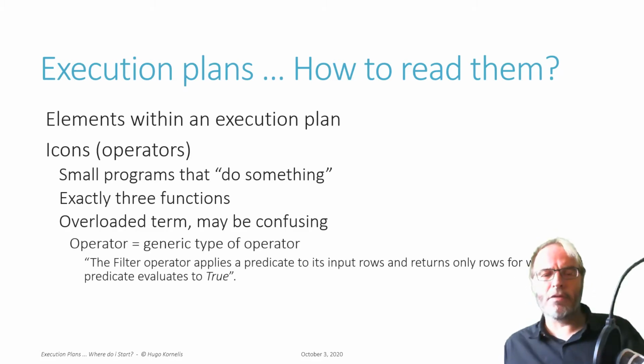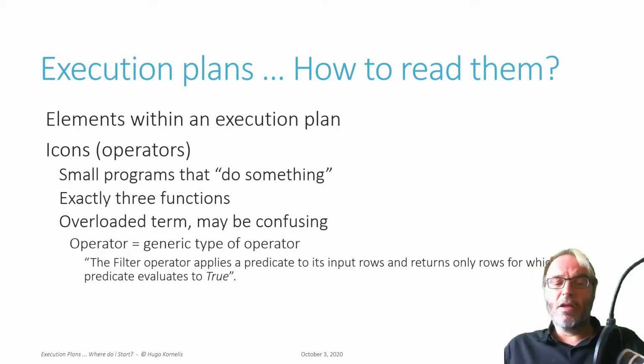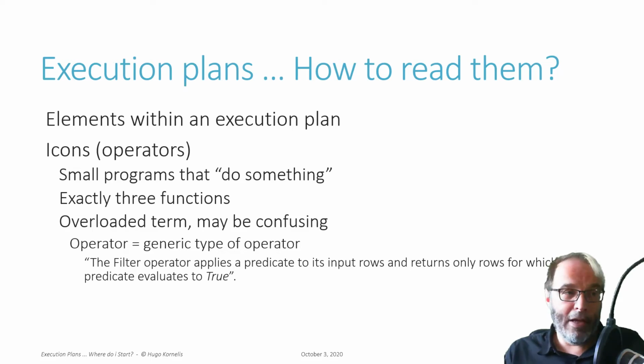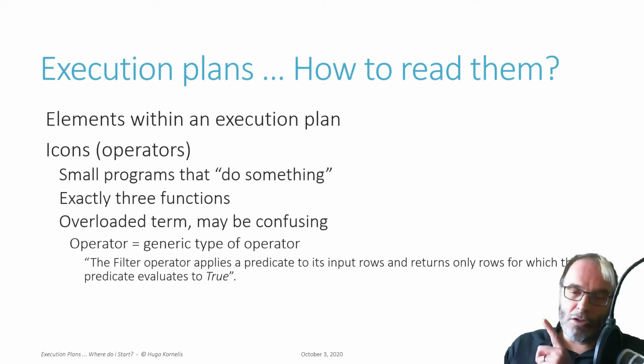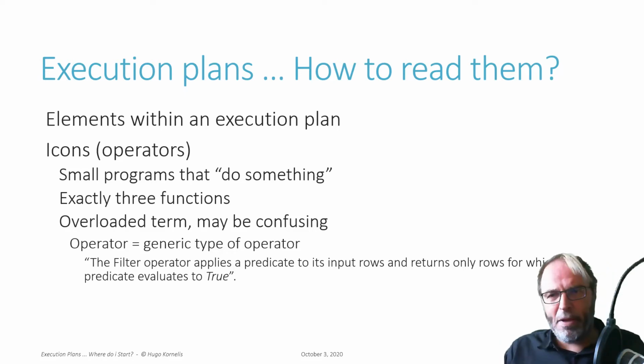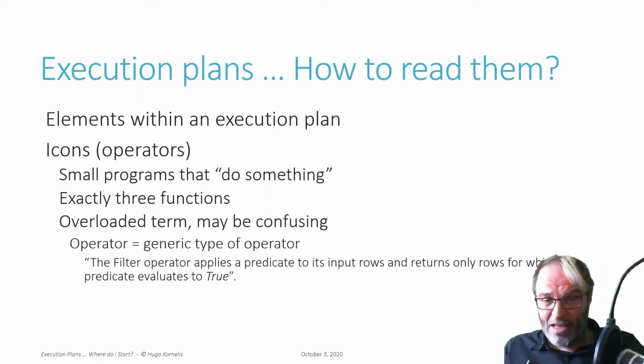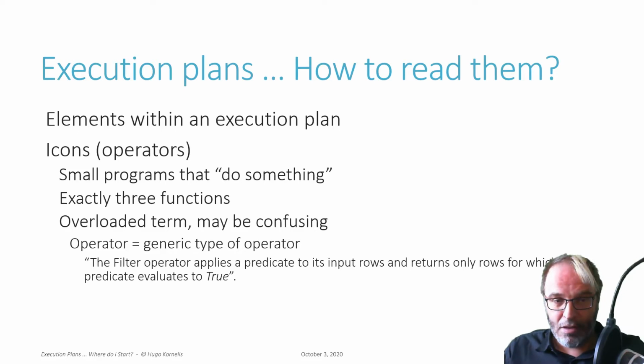When talking about an operator, we may be talking about a generic type of operator. We might talk about the filter operator, as a filter operator does specific things. On the screen you will see, I think, a copy paste from the execution plan reference, which explains why it's not easy to read. Simplified, it would say the filter operator reads rows, applies a test, and then passes the row if the test is true. And that is the same for every operator of this class of operators.